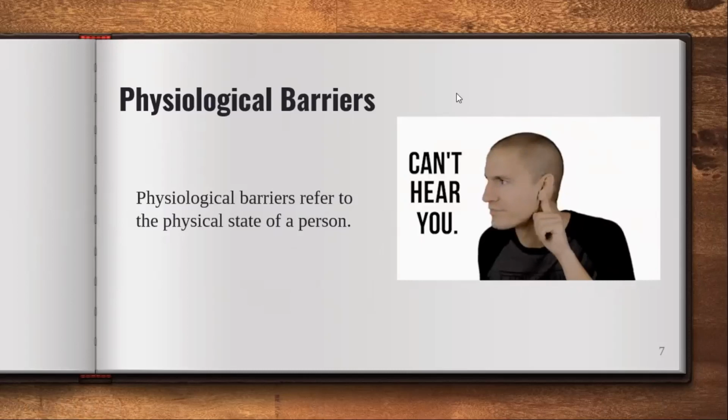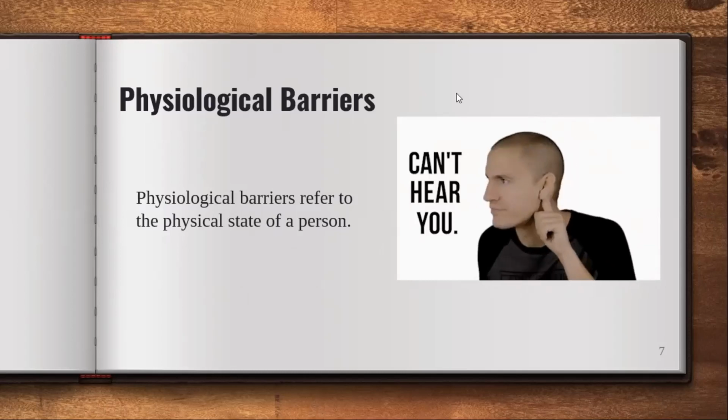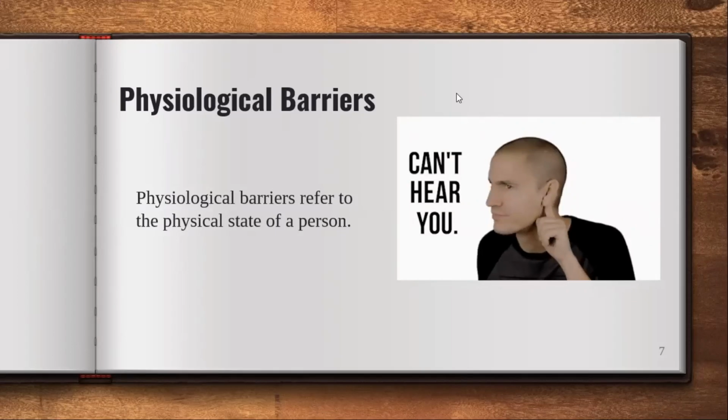As you can remember in our previous discussion about listening, good hearing is needed for effective listening. So if you can't hear well, you cannot effectively listen. And if you cannot effectively listen, you cannot effectively communicate. So that's the reason why it's a physiological barrier. The physical state of a person. What is the physical state of a person? He or she can't hear well.